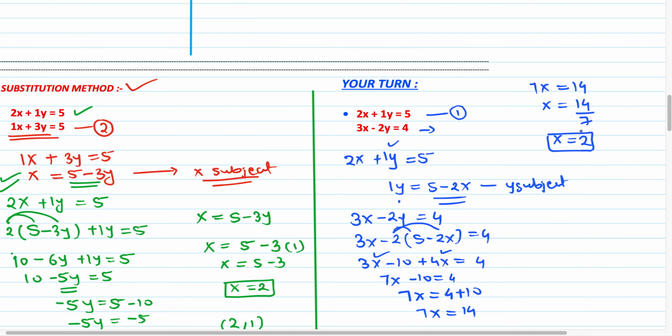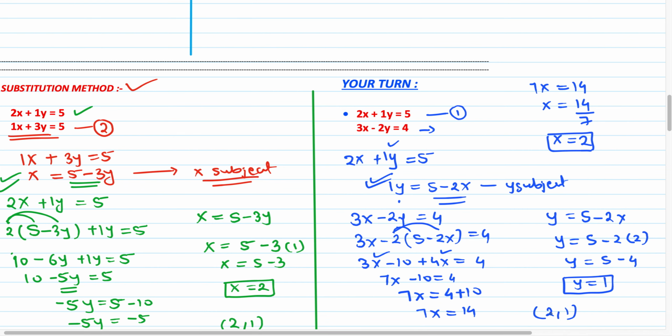Okay. Now see, as I have got x as 2 and I have a formula for y, I'll put in this value. y is going to be 5 minus 2x. y is equal to 5 minus 2 into 2. So y is equal to 5 minus 4. y is equal to 1. So now what is my final answer, everybody? That is 2 comma 1. Oh nice, here also the answer is 2 comma 1, and here also the answer is 2 comma 1.